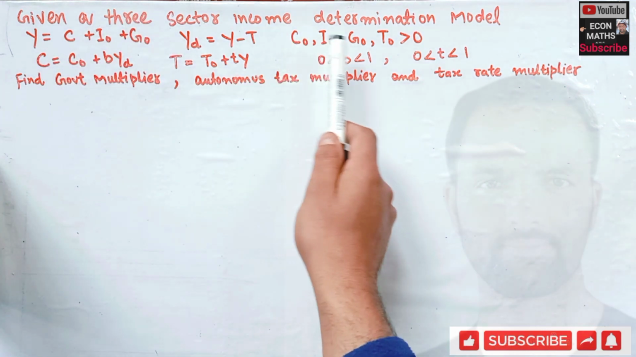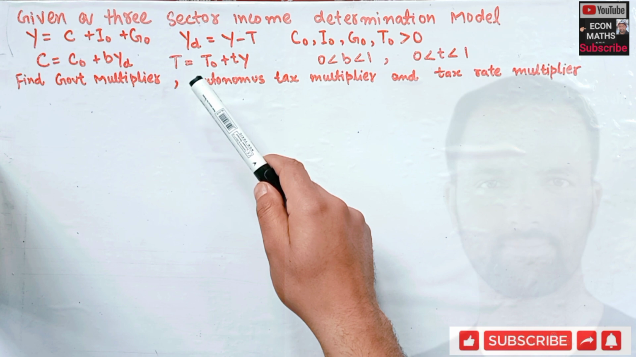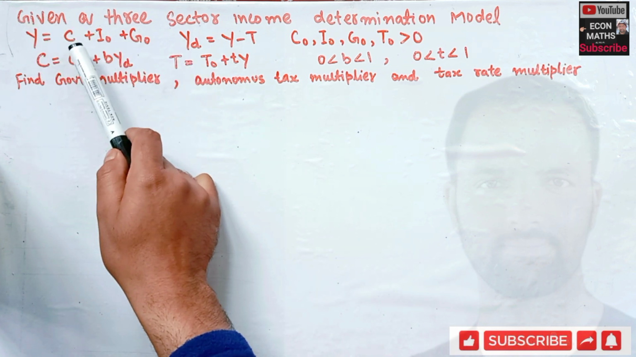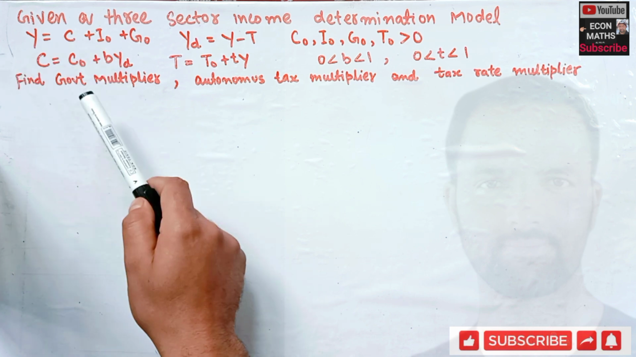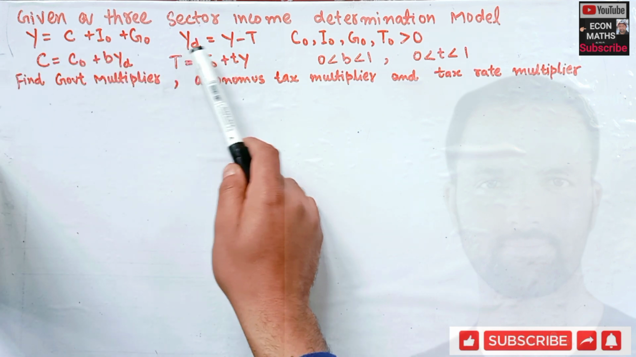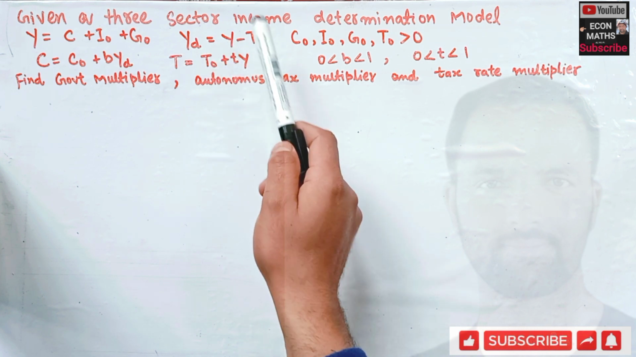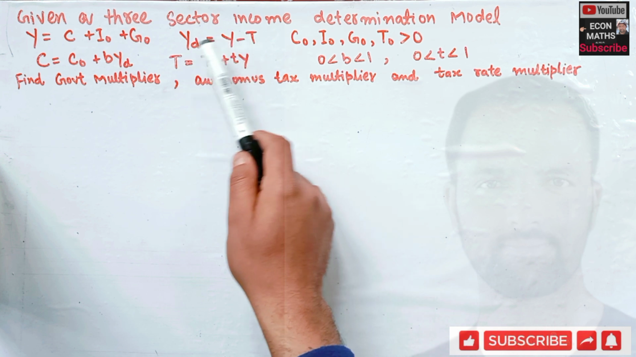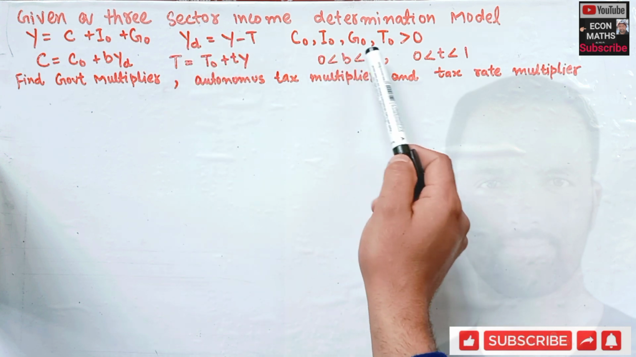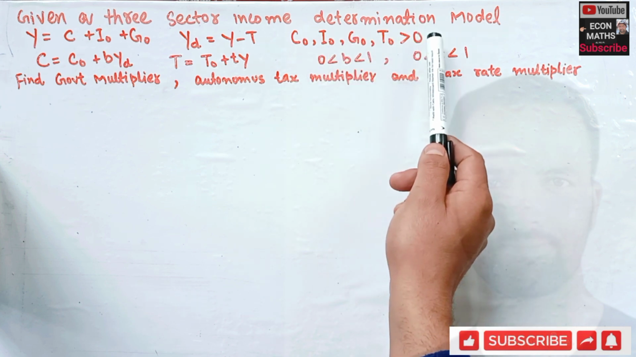Given a three-sector income determination model, that is Y, the output, is equal to consumption expenditure plus investment expenditure plus government sector expenditure. Disposable income is given as Y minus T, that is when we subtract the tax from the income we get disposable income, and the values of C naught, I naught, G naught and T naught, which are the autonomous variables here, are all greater than 0.